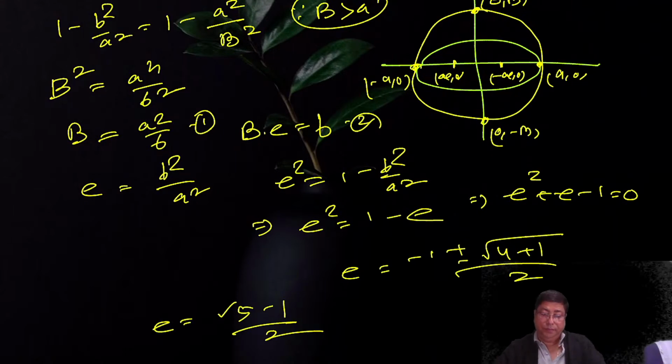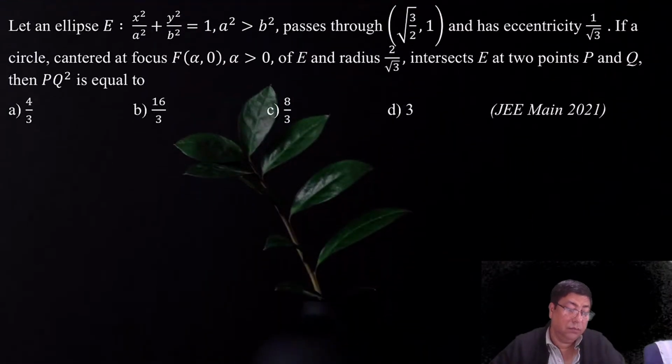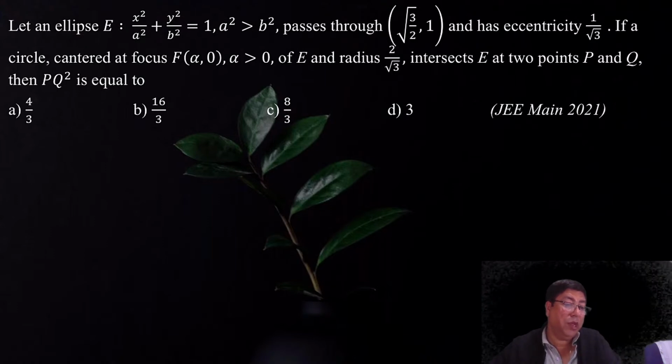Let us go to the next one. Let an ellipse x²/a² + y²/b² = 1, with a² greater than b², pass through the point and have eccentricity 1/√3. If a circle centered at the focus (α, 0) of E and of radius 2/3 intersects E at 2 points P and Q, then PQ² equals what is the value which you have to get.